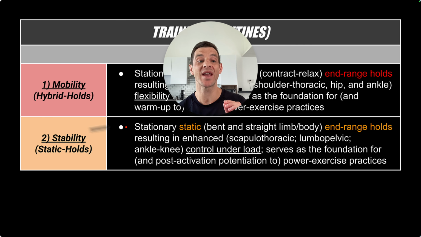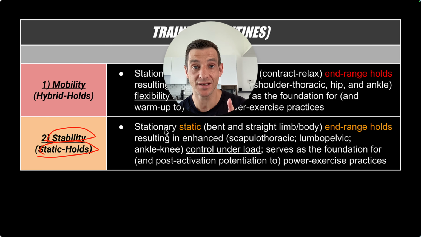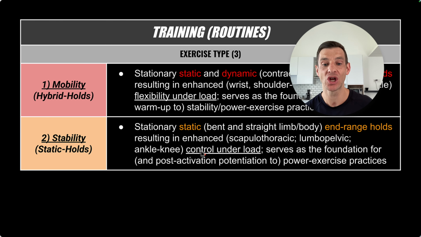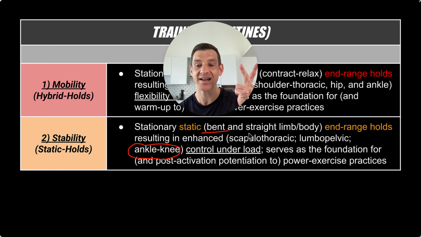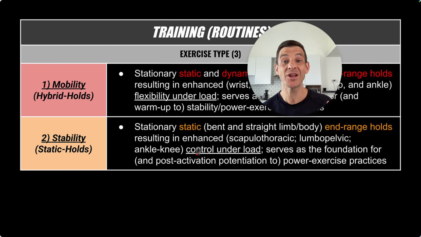Now, the reason I say we have 6 stability, static hold practices is because we can and should learn to control the upper body in a bent arm position and a straight arm position. We can learn to control our lower body in a bent leg and straight leg position. Finally, we can also learn to control our core in a straight body or open hip and a bent body or closed hip position.